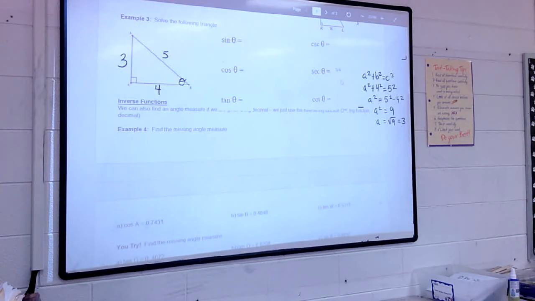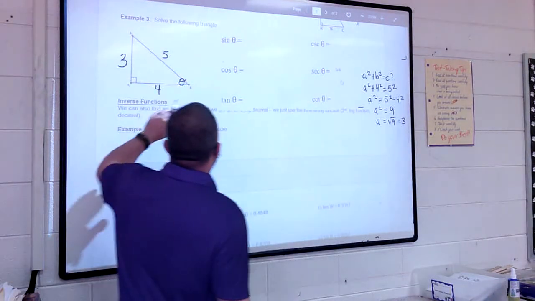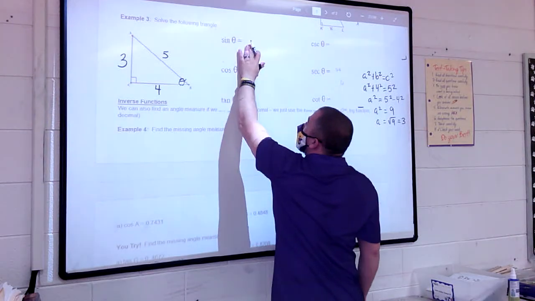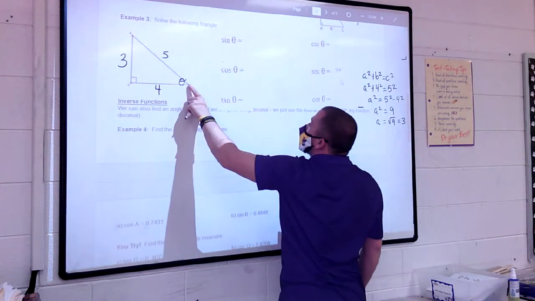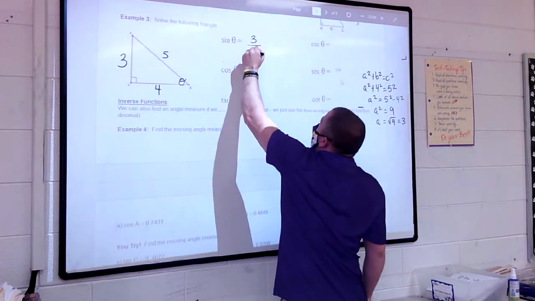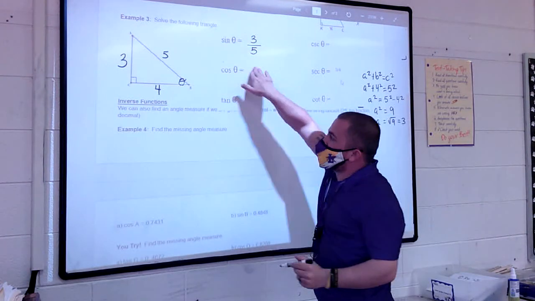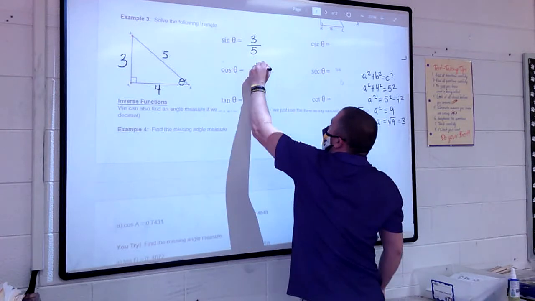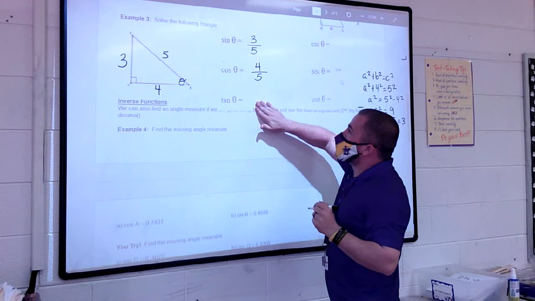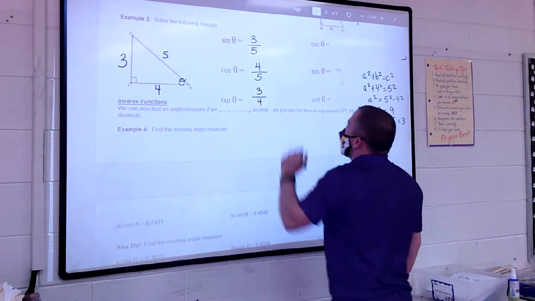So what is sine of that angle? Opposite over hypotenuse. What would that be? From right here. Yeah, 0.6. It'd be 3 over 5. And man, that's 0.6. Cosine would be adjacent over hypotenuse. That would be 4 over 5, which is 0.8. Tangent would be opposite over adjacent. That would be 3 over 4, which is 0.75.